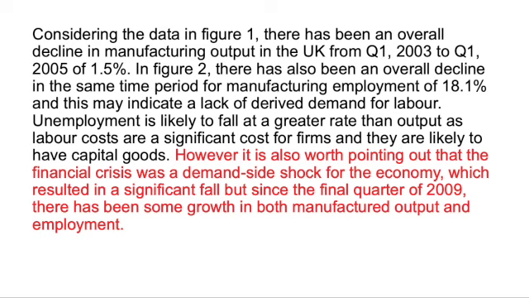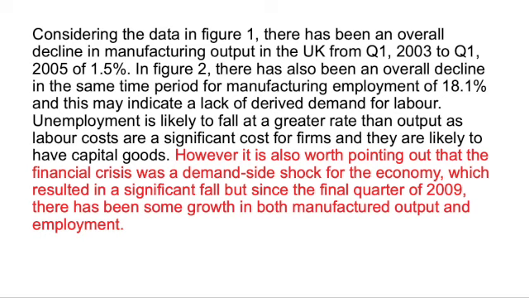So paragraph 1, considering the data in figure 1, there's been an overall decline in manufacturing output in the UK from quarter 1 2003 to quarter 1 2005 of 1.5%. So what I've done there is I've considered the years and I've manipulated the data to get that 1.5%. So in figure 2, there has also been an overall decline in the same time period for manufacturing employment of 18.1%. And this may indicate a lack of derived demand for labour.